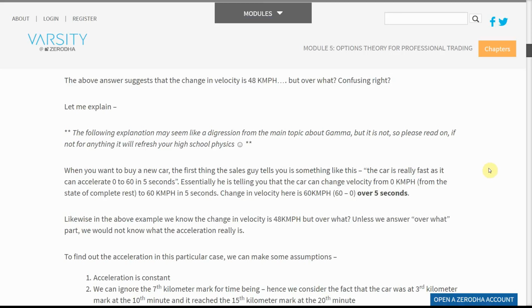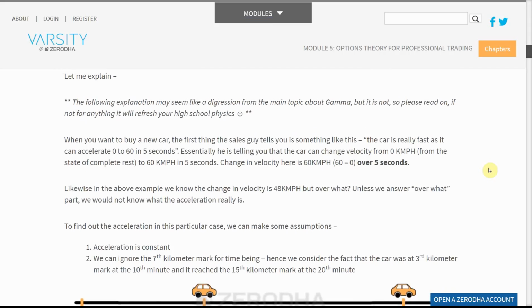Acceleration is constant. We can ignore the 7th kilometer mark for the time being. Hence we consider the fact that the car was at the 3rd kilometer mark at the 10th minute and it reached the 15th kilometer mark at the 20th minute. Using the above information, we can further deduce more information in the calculus world. These are called the initial conditions.